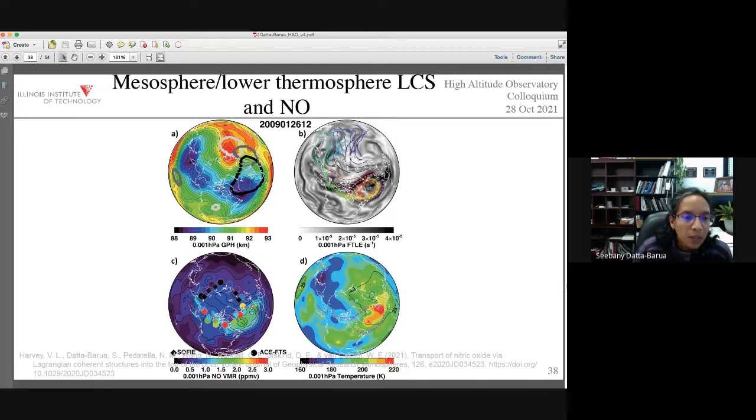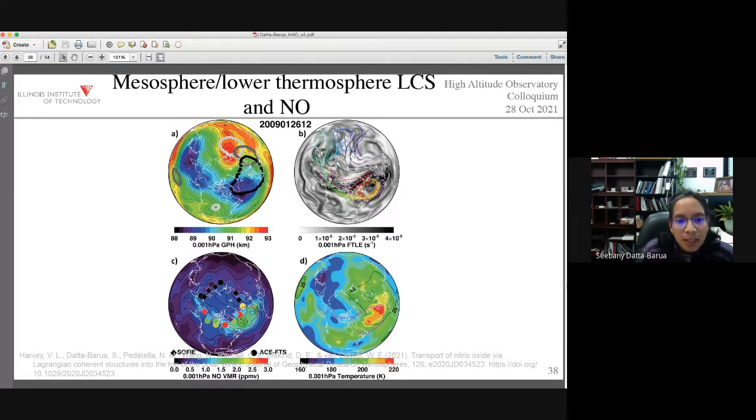So the light gray is at 30 kilometers, I believe, altitude, and the medium gray at 50. The black is at 70, and then by the time you're at about 90, you see the WACCM-X start here. On the upper right hand side, in grayscale, is the FTLE map at that 0.001 hectopascal, meaning right around 90 kilometers.